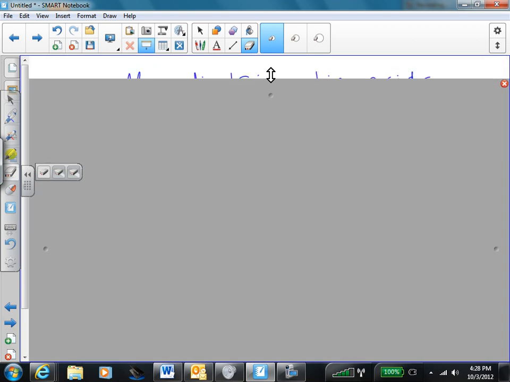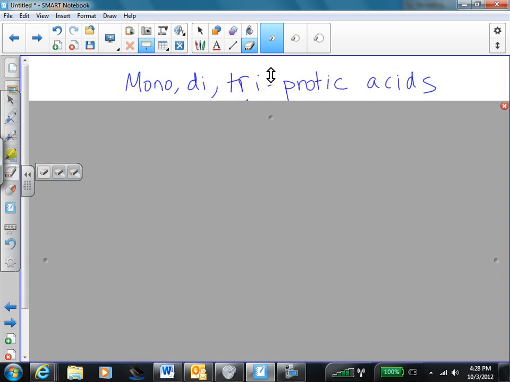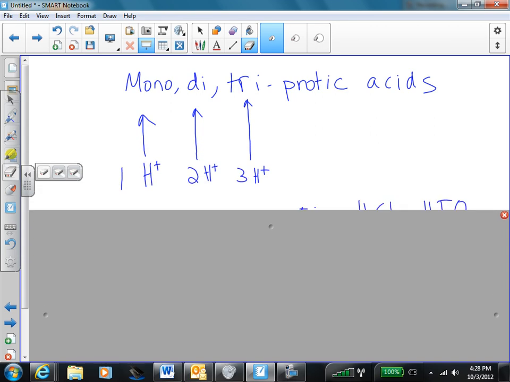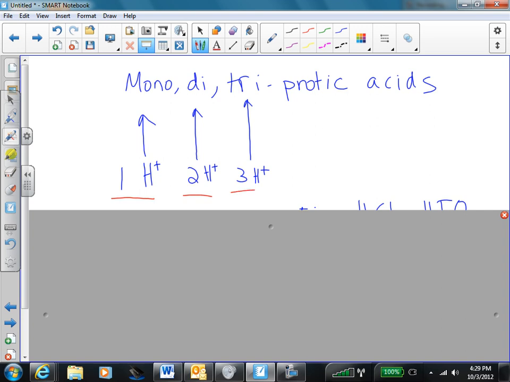Okay. Very last thing in this section is learning about mono, di, and triprotic acids. So hopefully you know mono means 1, di means 2, and tri means 3. Protic, remember a proton is an H+, so protic would be how many H+ there are in the acid. The words just make sense with the meanings. So mono would have 1 H+, di would have 2 H+, and tri would have 3 H+.